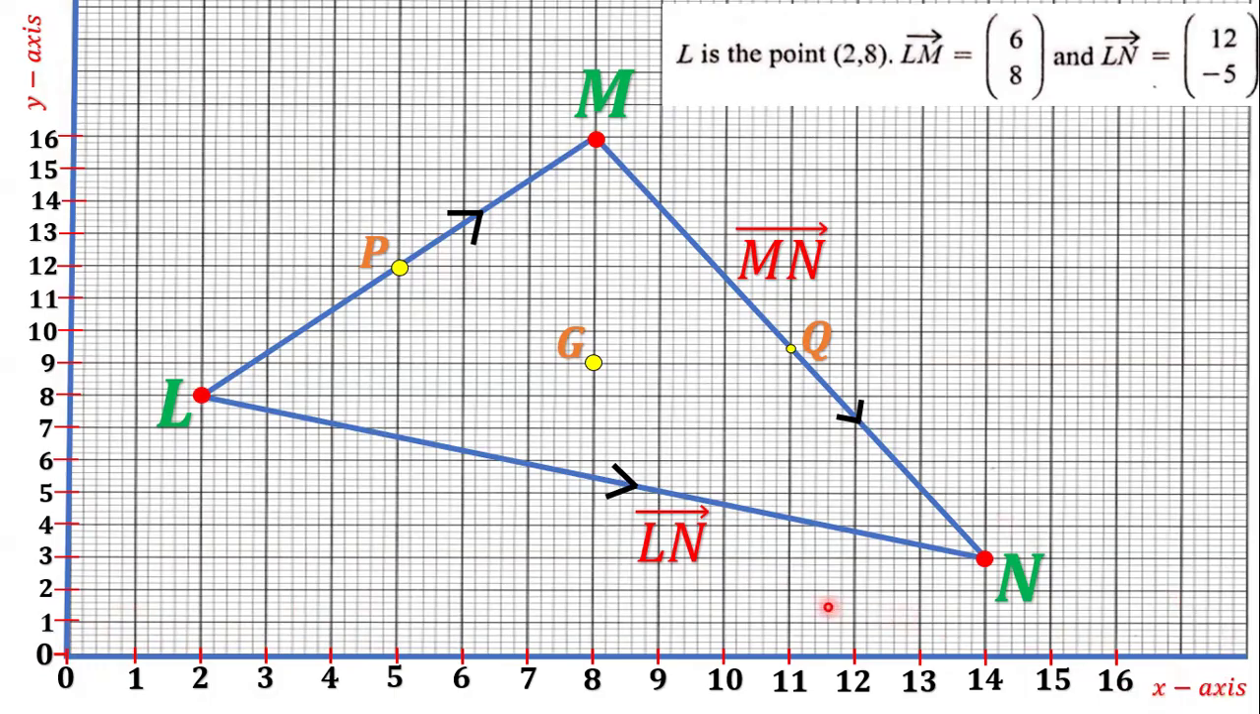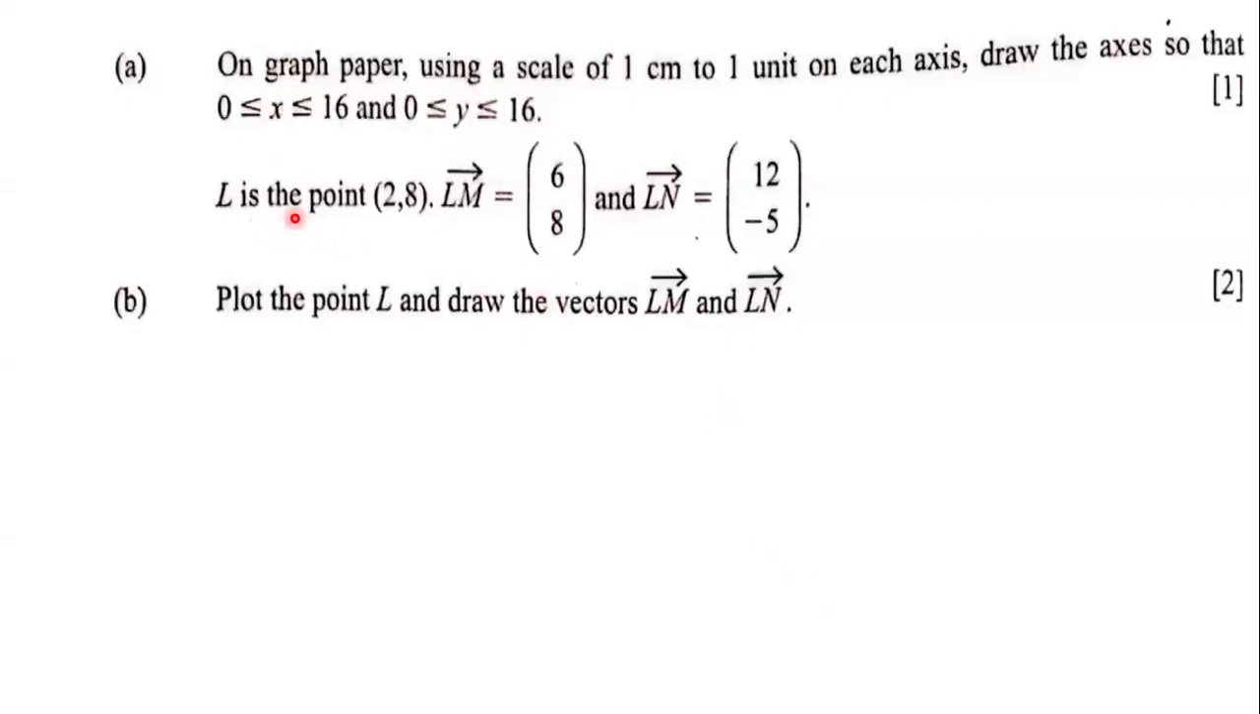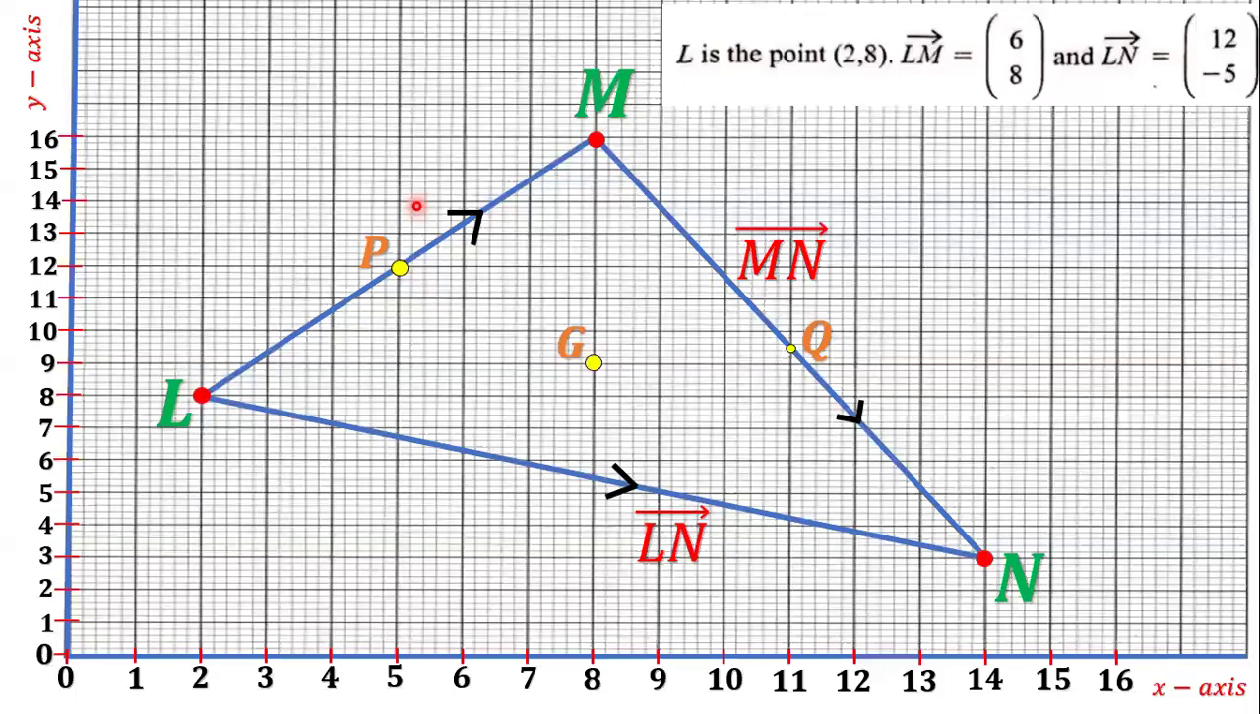So that's good. What else do they want us to do? They say L is the point (2, 8), so we have to plot it. This is 2 on the x-axis but 8 on the y-axis. So L is (2, 8), and this is the point L. We plot and label the point L.